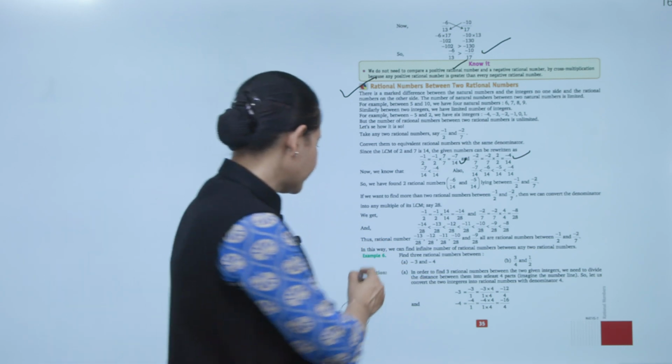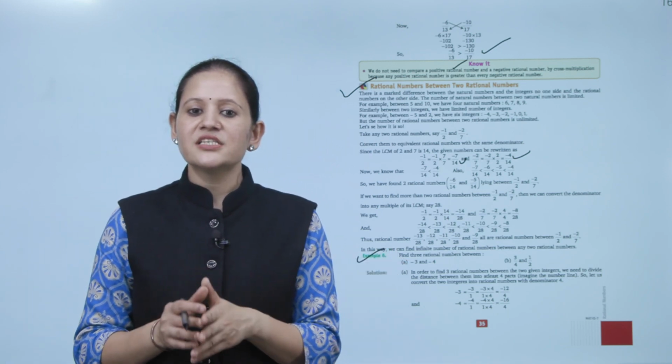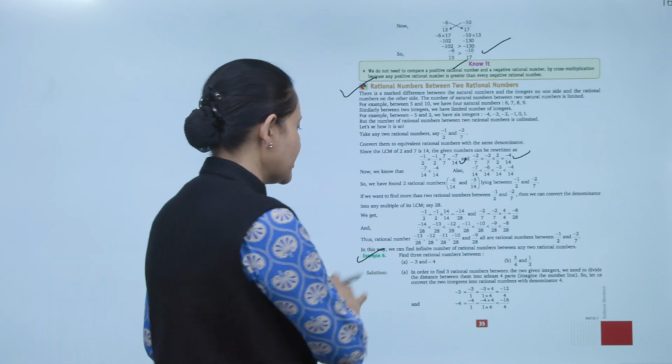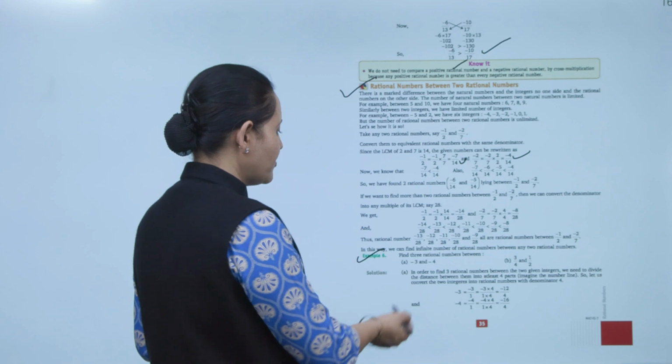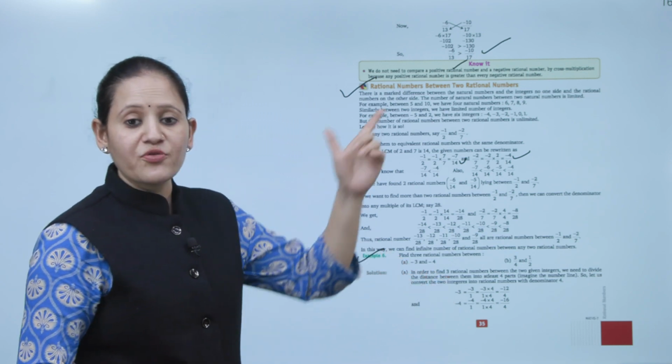Let's take an example. Find 3 rational numbers between -3 and -4. So, we have to find 3 rational numbers between -3 and -4. So, what we'll do? We will make the denominator of both 1. We have to find 3 rational numbers.